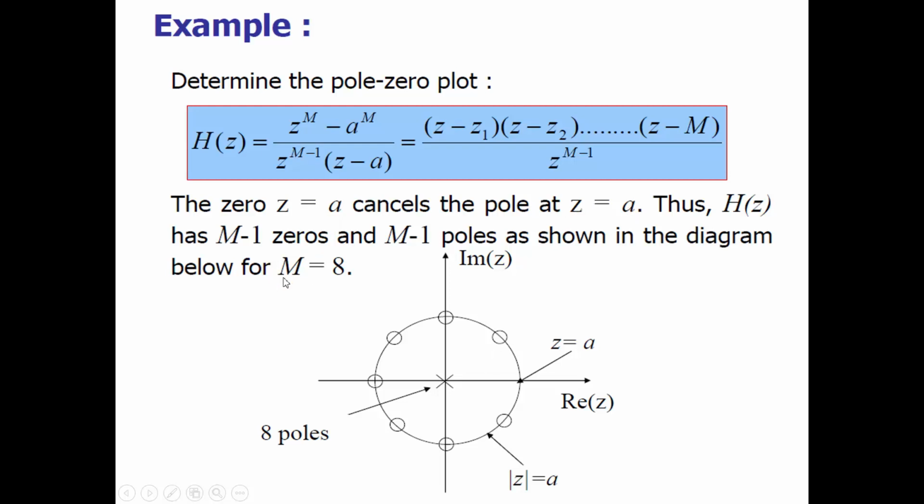If we take an example with capital M equal to 8, this will be z to the power 8 minus a to the power 8 divided by z to the power 7 times z minus a. So the pole at z equal to a will be cancelled out by the zero in the numerator. How many poles are there at z equal to 0? 1, 2, 3, 4, 5, 6, 7. So a total of 8 zeros are there and 8 poles will be there. One pole is cancelled out here, and there will be 8 poles which lie on the origin. These 8 poles lie on the origin because M is equal to 8.